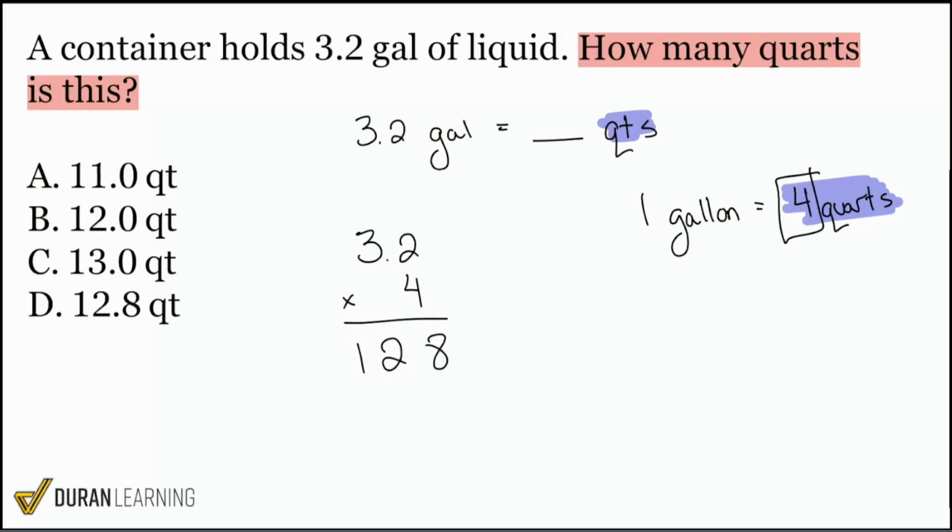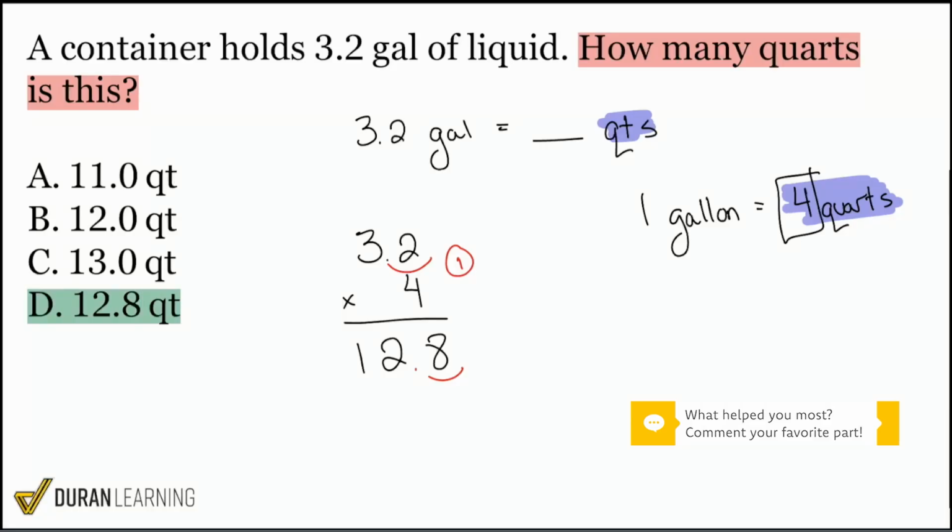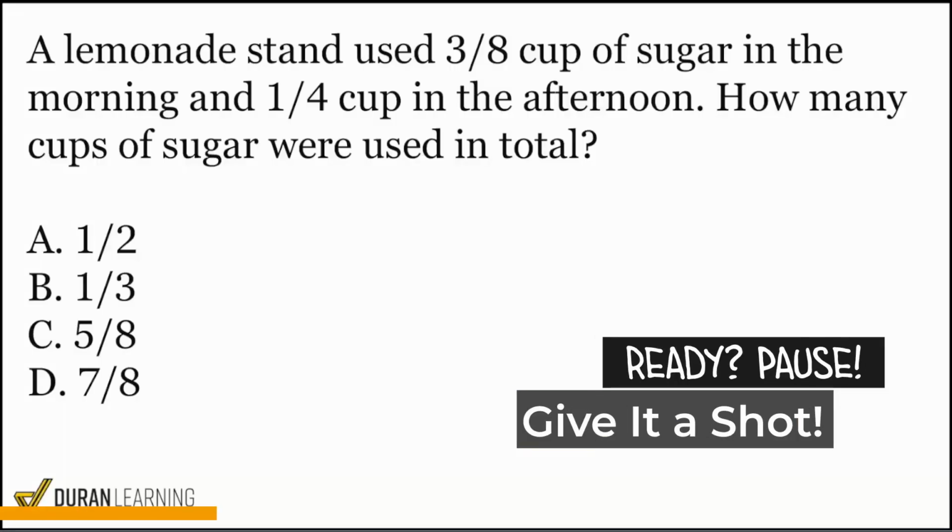And then from here, we're done with the exception of making sure we're following those decimal rules. So we have 1 decimal place up top, none on the bottom. So it's still going to be 1 that we'll bring back. And there we go. 3.2 gallons is going to be the equivalent of 12.8 quarks. And that's going to make the correct answer here. Answer choice D.